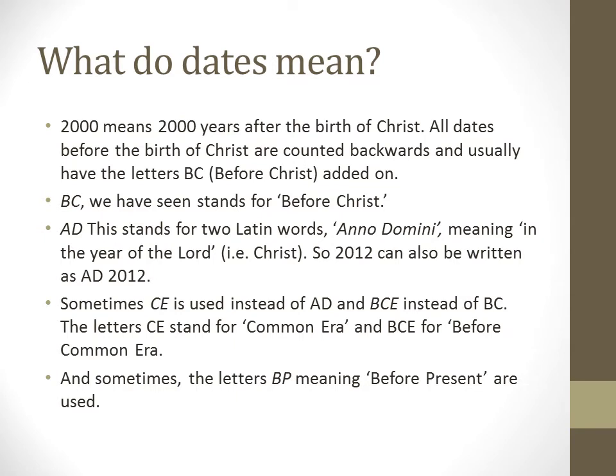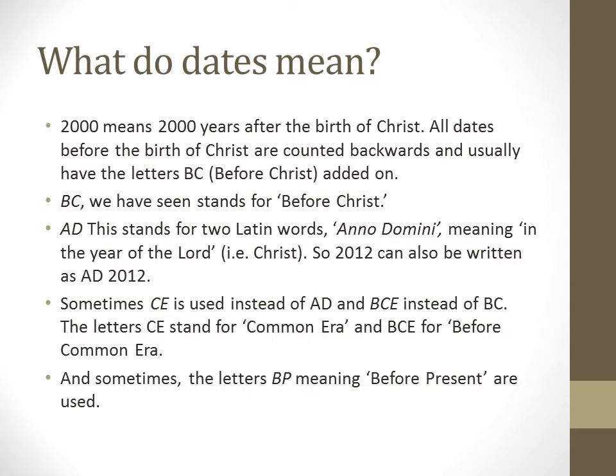Now, what do dates mean? If somebody asks your birth date, you will probably mention the day, month and year, 2000 and something. These years are counted from the date generally assigned to the birth of Jesus Christ, the founder of Christianity. So 2000 means 2000 years after the birth of Christ. All dates before the birth of Christ are counted backwards and usually have the letters BC, before Christ, added.